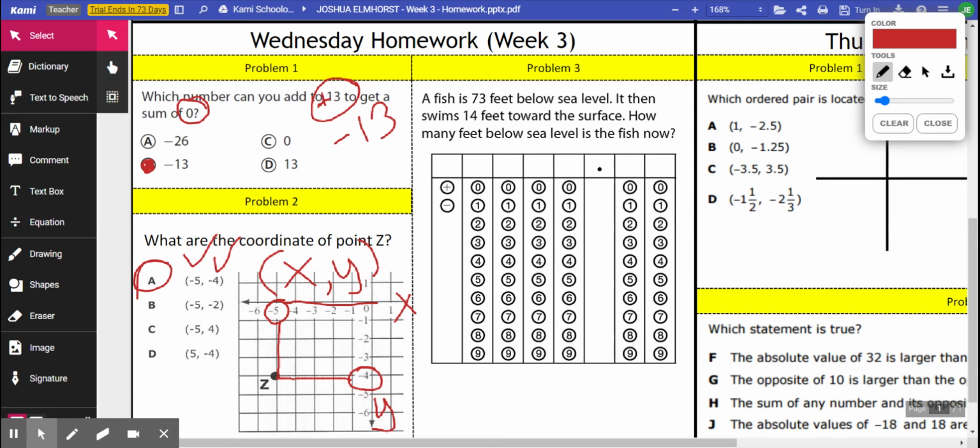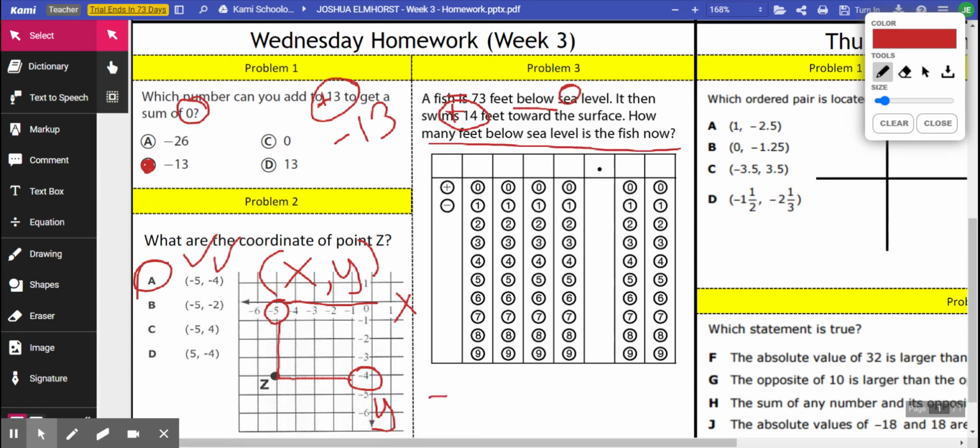A fish is 73 feet below sea level. Below sea level, again, sea level is going to be 0. And if it's below, that's going to be -73 feet. It then swims towards the surface. It swims 14 feet towards the surface. If it's going towards the surface, it's going towards 0, which is also going towards the positive side. So this fish is swimming up in the water and is getting closer, less negative, closer to 0 or to the positive. So how many feet below sea level is it now?